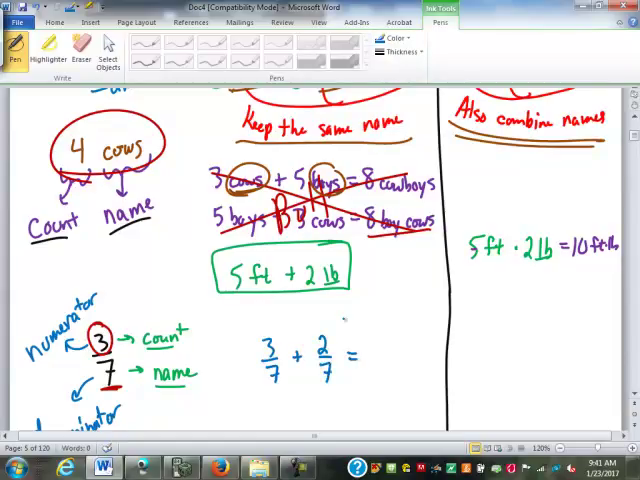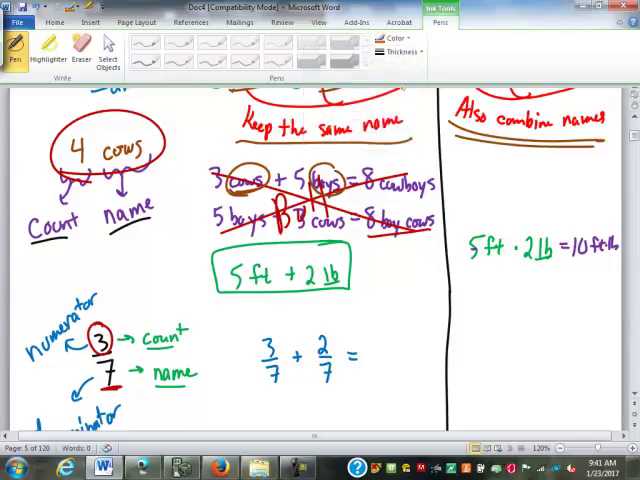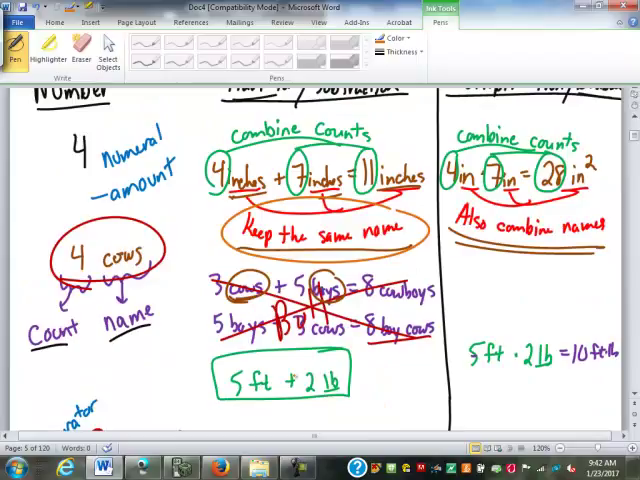Somewhere along the line, most likely 3rd or 4th grade, you had a teacher that told you when you add fractions, you must have a common denominator. Again, that's nothing unique to fractions, because when we add any type of number, we have to have the same name. Then they told you that once you have that common denominator, you combine the numerators. 3 plus 2 is 5, and you keep the common denominator. Again, not a special rule for fractions. When we add any numbers, we combine the counts, and we keep the same name.